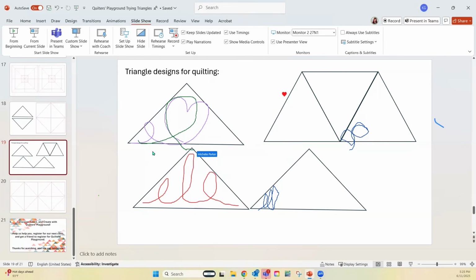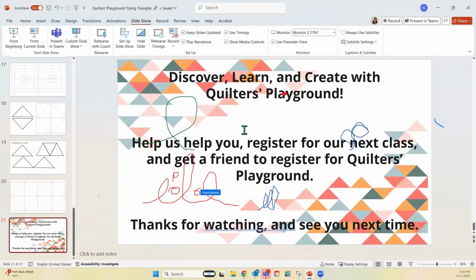I don't want us to let triangles defeat us, because they haven't in the piecing, and they're just as powerful with the quilting and the quilting design. All right. That being said, this is a little shorter, but that's okay. Then we can talk about triangles.